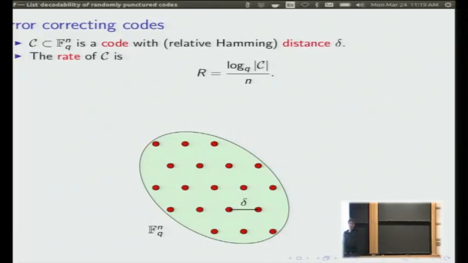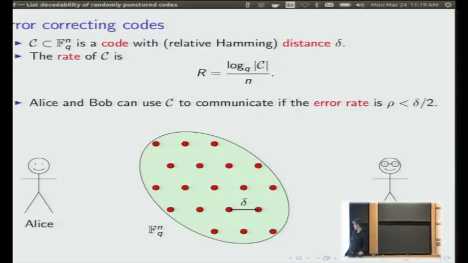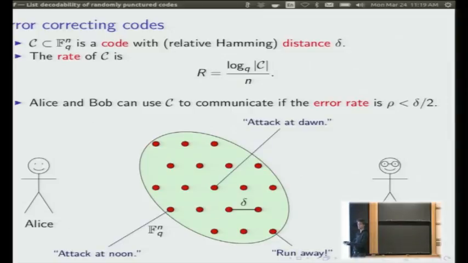And one reason we care about error-correcting codes is for communication. So I've got Alice and Bob, and they want to use this code to communicate. What are they going to do? They're going to agree on this code beforehand, agree on an encoding scheme, which will map messages to code words. Maybe Alice wants to say, attack at dawn, to Bob, so she's going to pick this code word and send it to him. The model of the communication is that there's going to be some errors introduced. My notation is that the error rate is going to be rho, so a rho fraction of the symbols that Bob sees are going to be corrupted.